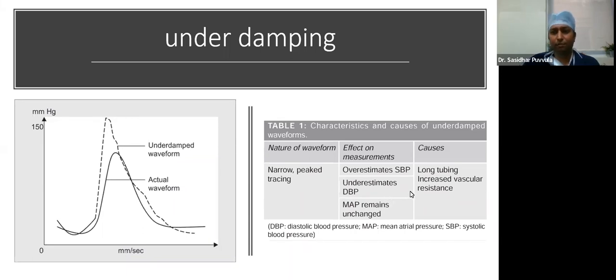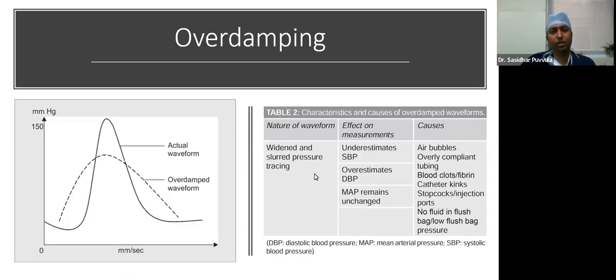When does this usually happen? Whenever the tubing systems are too long, or when there is an increase in systemic vascular resistance, this under damping can happen. What is over damping? Over damping is a condition where your pressure transmitting system or tubing system absorbs a lot of pressure by itself and less is transmitted to the transducer.